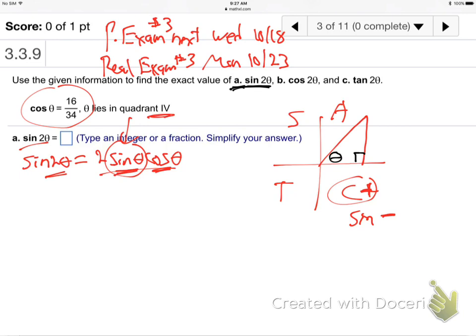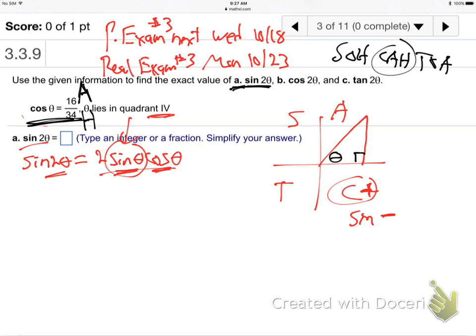Remember what we do? We just make a triangle. What kind of a triangle? A triangle that reflects this truth, that the cosine equals 16/34. What's cosine? Remember SOHCAHTOA. Cosine's adjacent over hypotenuse. So here's theta. This is the opposite side. This is the adjacent side. This is the hypotenuse side.